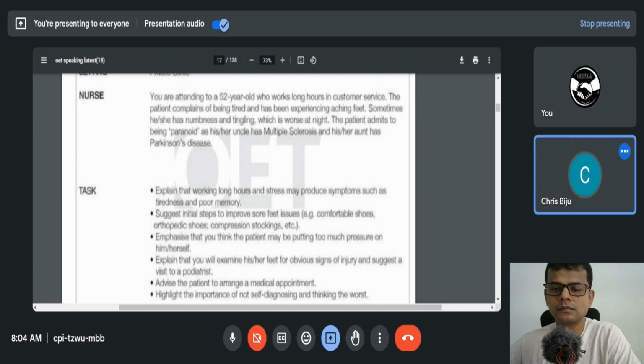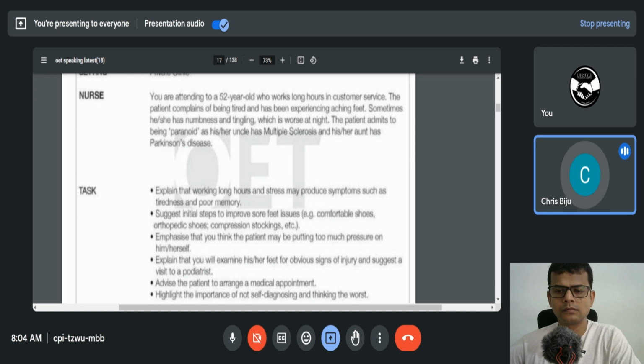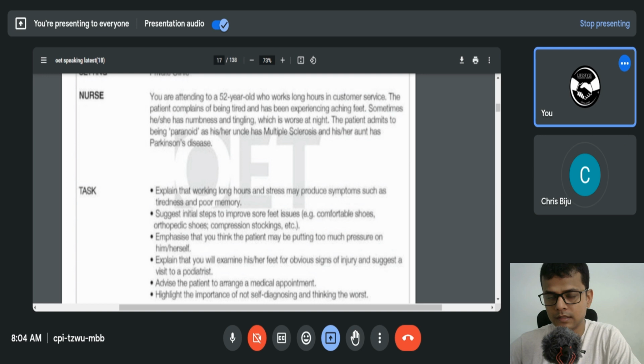All right. Definitely, we will help you to manage your condition. From your explanation, I came to know that the reason for your tiredness and pain is due to the long working hours, and also the stress you may experience due to your poor memory. Okay. Now, I can suggest some of the initial steps you can follow to improve your problem.